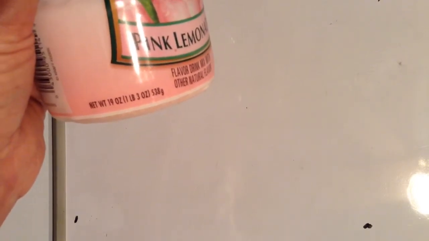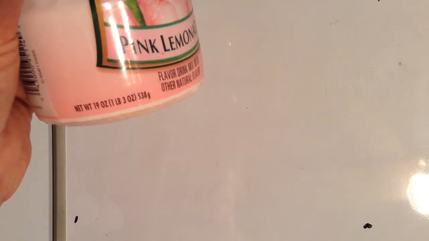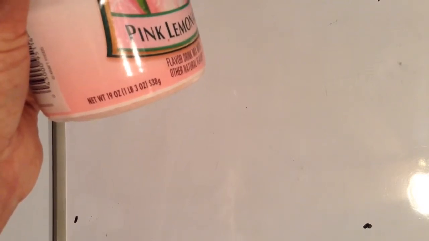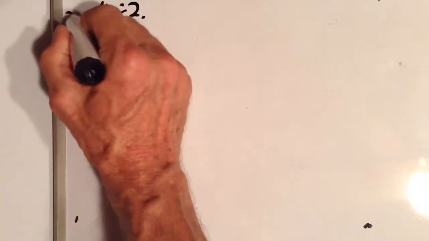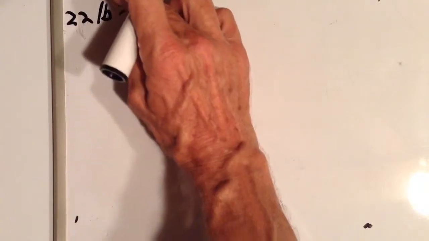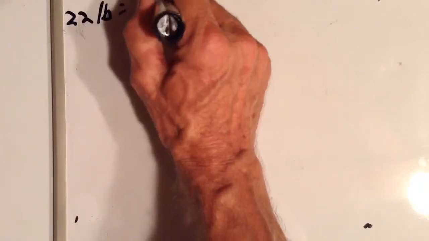But as a general rule, we equate weight, pounds, with kilograms, even though pounds change when you leave the Earth's surface, but kilograms don't. Generally speaking, 1 kilogram equals 2.2 pounds.